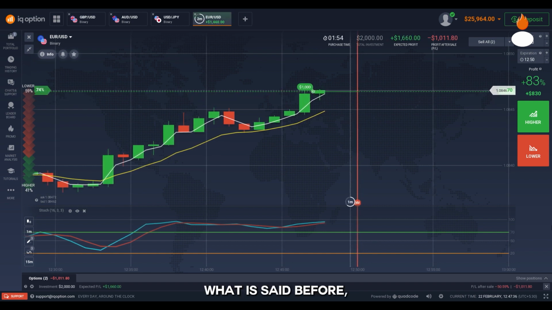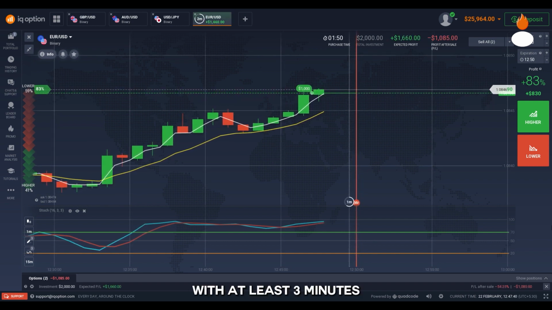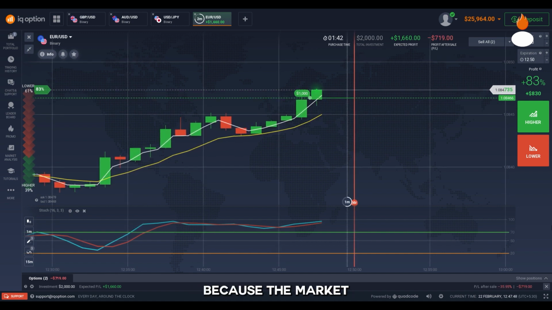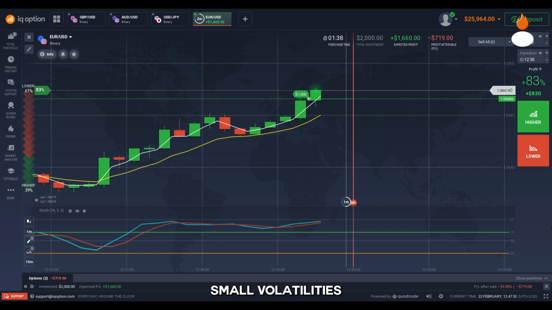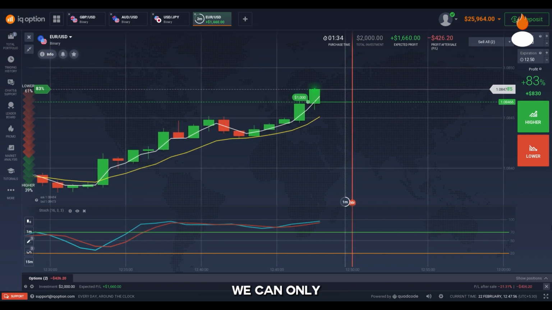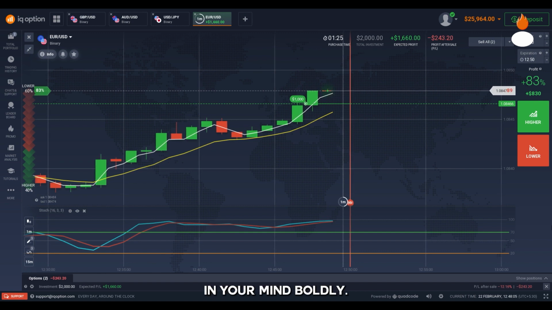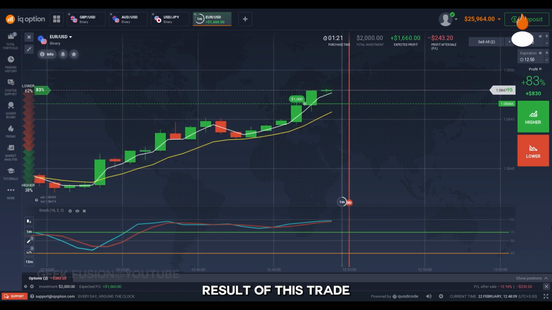And remember what I said before? You have to open trades with at least 3 minutes of expiration time if you use this strategy. Because the market has its small volatilities that we can't predict. We can only predict the future if we have 2 or 3 minutes. So keep that in your mind, boldly. Let's see the result of this trade.